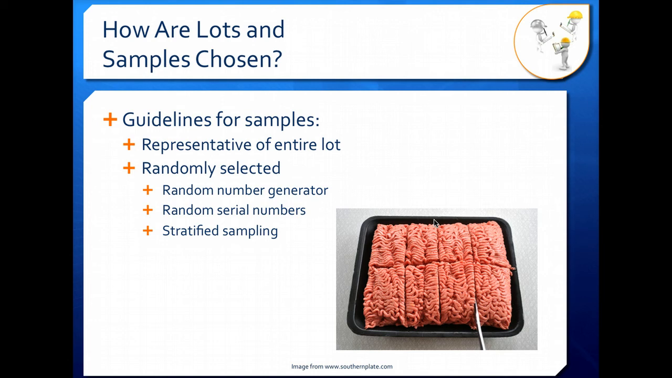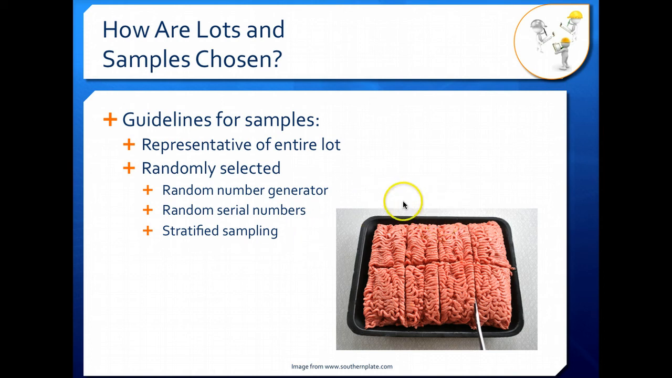You can have random serial numbers. So if you get in, let's say, bags of a raw ingredient that have serial numbers stamped on them, then you can randomly pick several of those serial numbers to go and pull from your shipment and inspect them. You can also do stratified sampling. And what that is, is selecting parts of your sample from different areas of your lot.